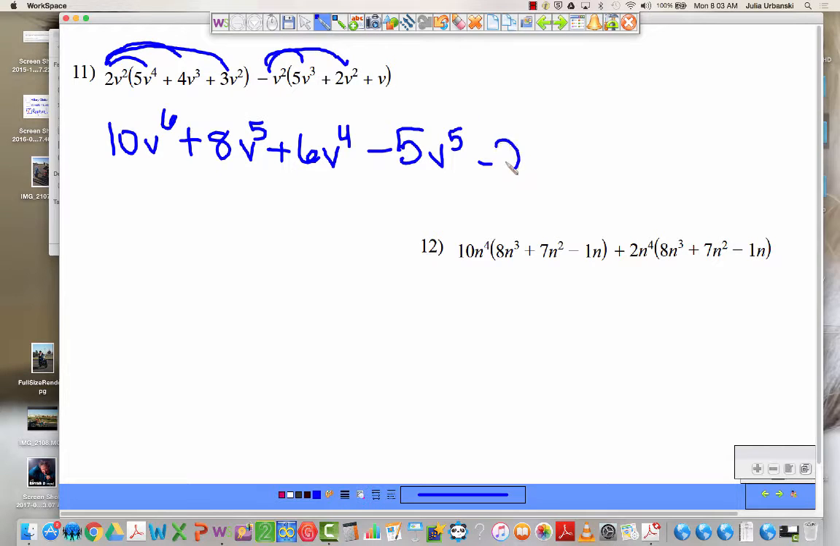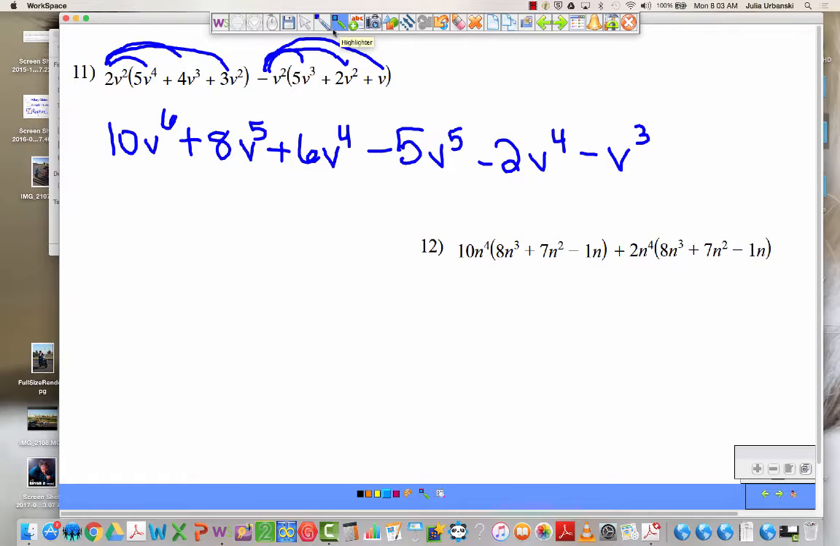v to the what? And then, last one, minus v to the 3rd. Good. If there's a number in front, you don't have to distribute that negative sign. You just have to include it along with the number. You're multiplying a negative here times the positives in there.